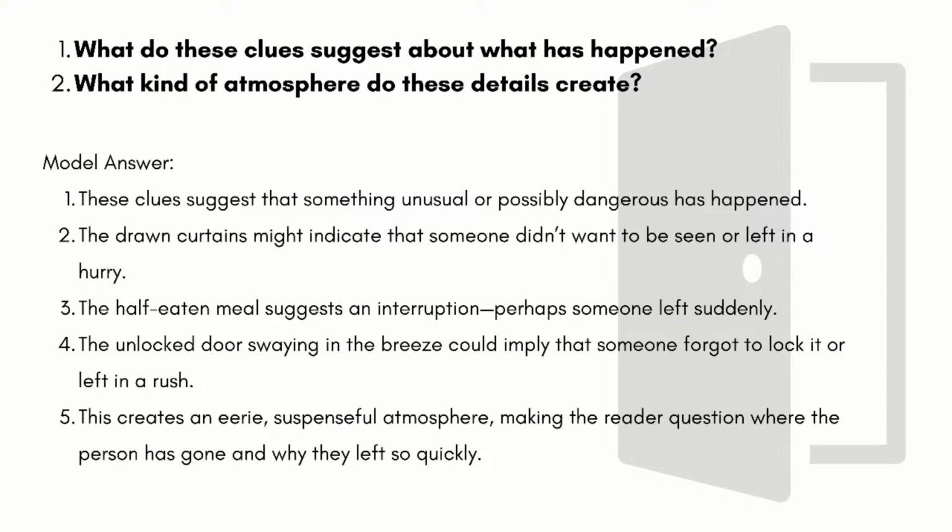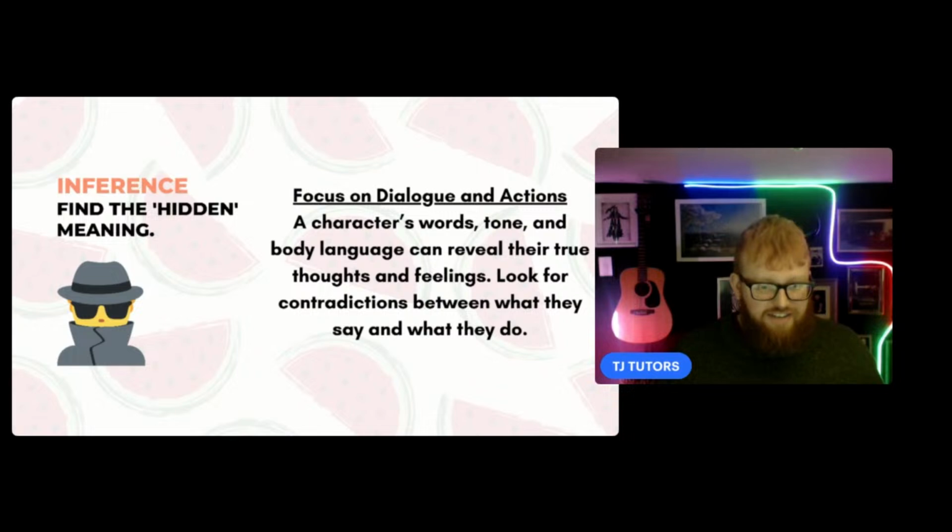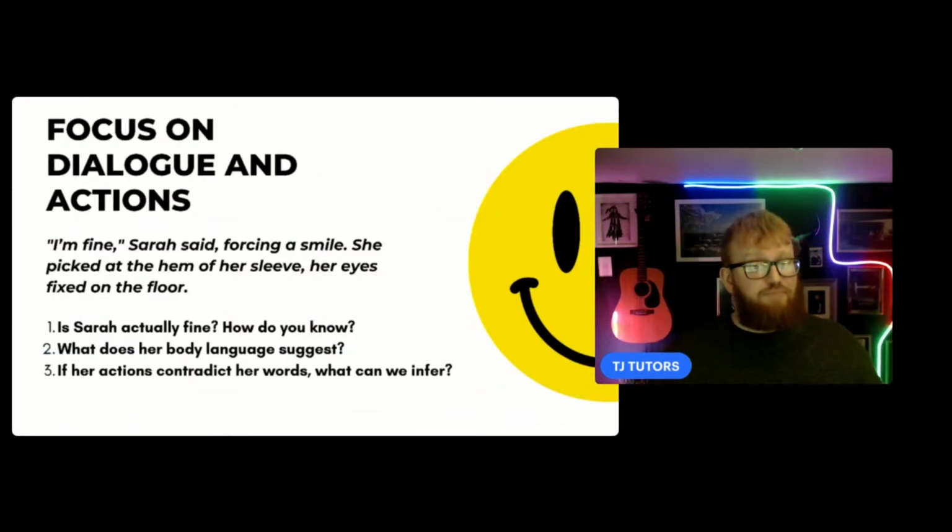It makes the reader question where the person has gone, why they left so quickly. Okay, right, guys, let's have a little look at focusing on dialogue and actions. A character's words, the tone, the body language, they can reveal their true thoughts and feelings. It's really important that we are looking for the contradictions between what they say and what they do.